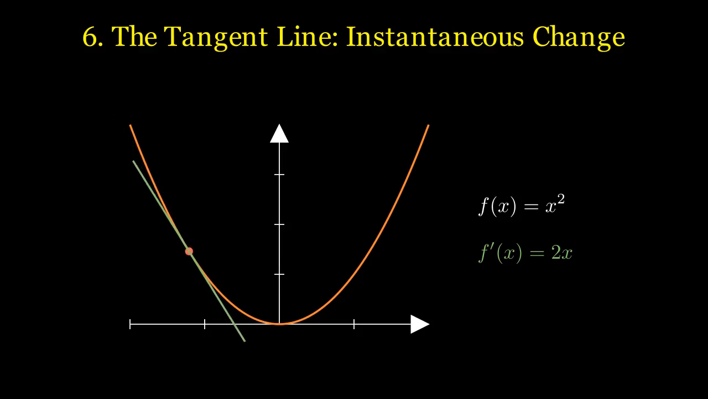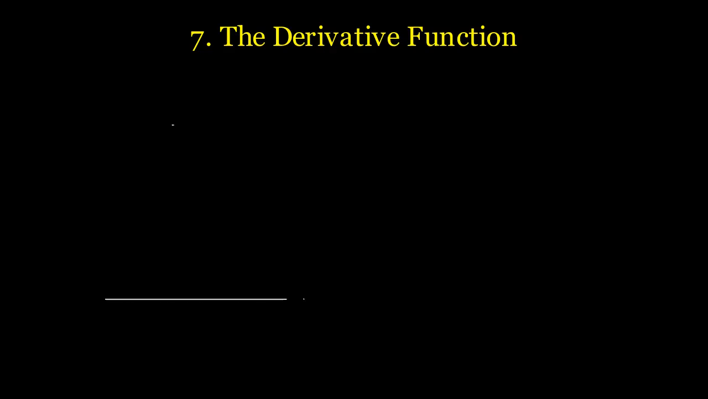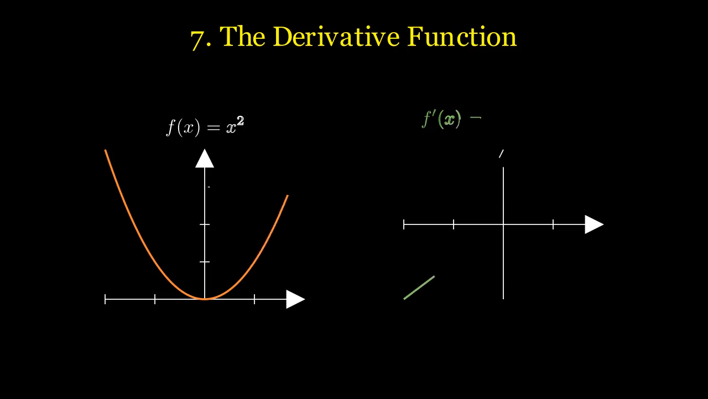We can take this a step further and construct the derivative function. Instead of calculating the tangent slope at just one random point, what if we calculate it for every single point along the curve and plot those slopes as an entirely new graph? For our parabola, f of x equals x squared, if we plot its shifting slopes, we get a completely new function, f prime of x equals 2x. This is the magical power rule in action. The derivative function is a master map. It tells you exactly what the slope of the original curve is at any location. We have effectively translated the abstract geometry of a shifting curve into a clean, precise algebraic function.